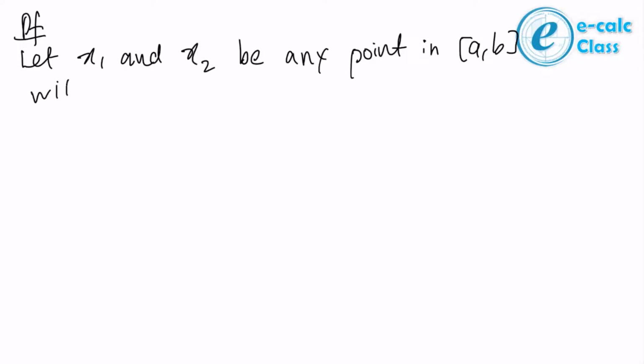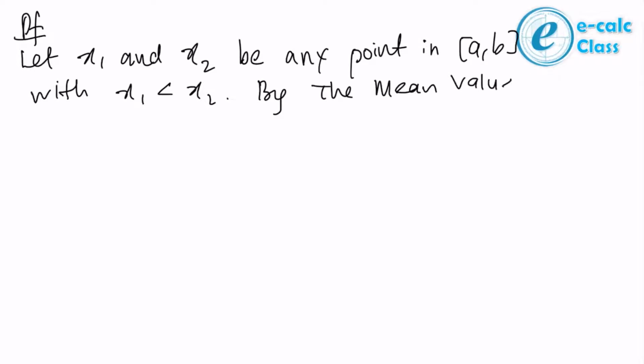with x1 smaller than x2, meaning x1 is at the left-hand side of x2. Okay, then by the mean value theorem, what can we say about it?